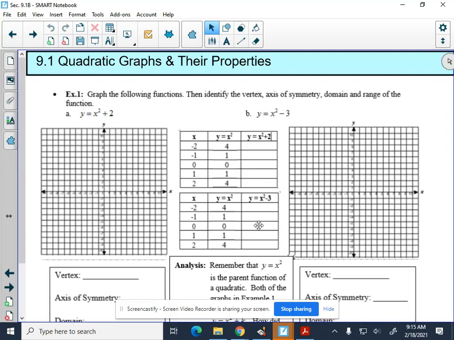We are in 9.1, quadratic graphs and their properties. So, we talked about these yesterday a little bit. We're still going to be comparing these to the original parent function.